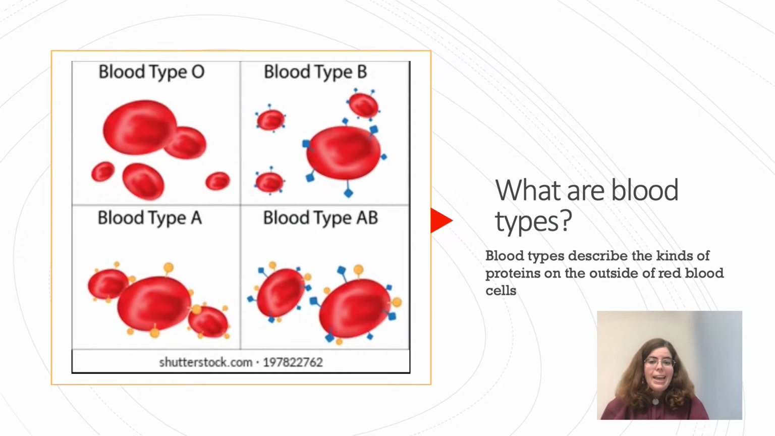So we use the terms A, B, and O to describe the kinds of proteins you have on the outside of your red blood cells. So if you have A proteins, we call you type A. If you have B proteins, we call you type B. Both proteins, you're AB. And if you don't have either of these proteins, we call you type O, just as kind of a shorthand for 0.